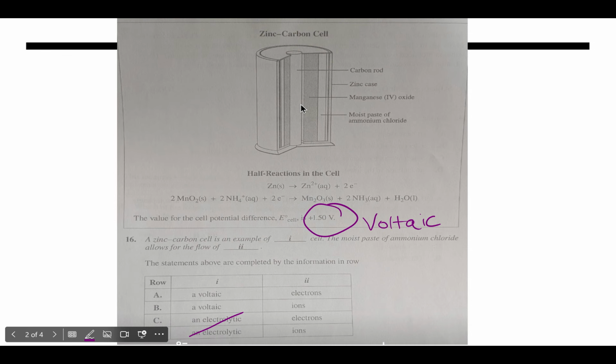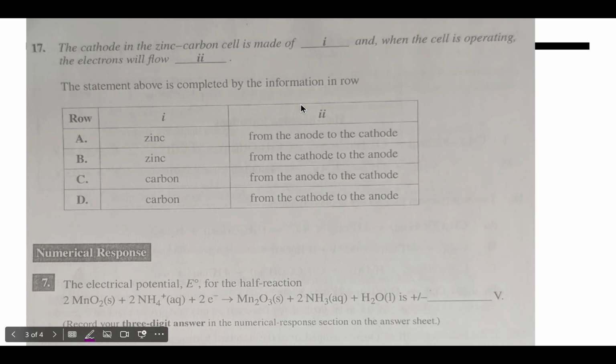And then we take a look about the paste. So you have a moist paste of aluminum chloride. So that's just like a fancier way of saying we have a salt, and we know that salts move ions. So that would be B, because electrons only flow with that wire going from the anode to the cathode. So we do know what we have going on within. So the answer for this first part is B.